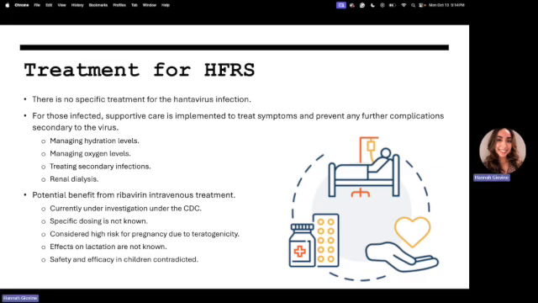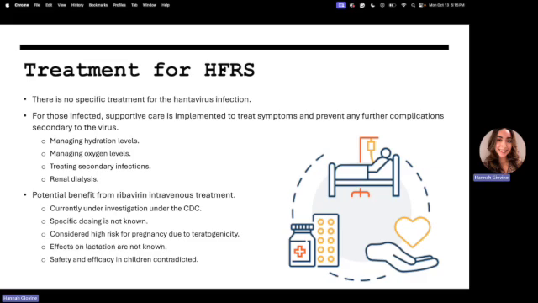In those who are lactating, the safety of ribavirin is unknown, so the side effects are unknown. It's not known if it's contraindicated. In children, ribavirin is rarely used for treatment of any kind because of its side effects as well. Some of those risks include growth impairment, anemia, and birth defects.